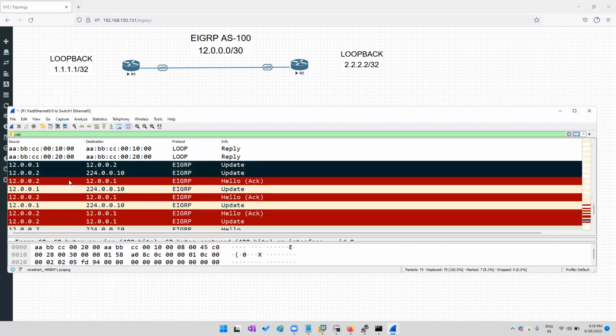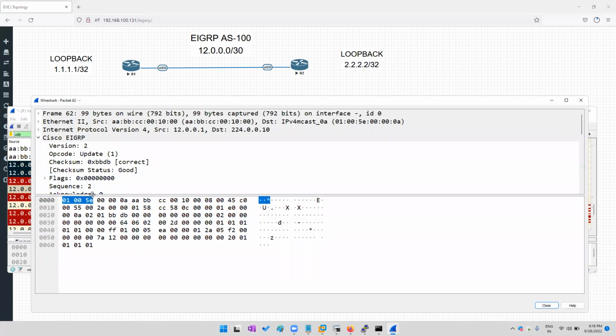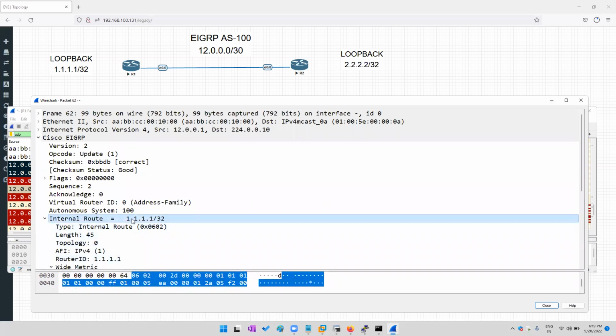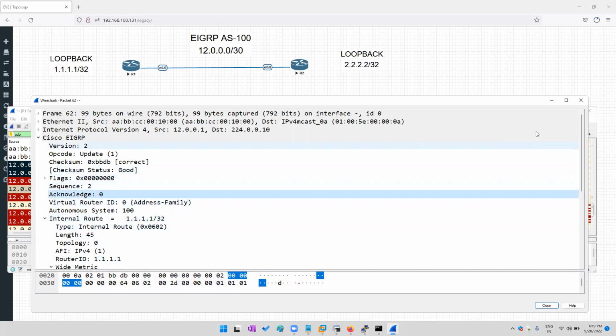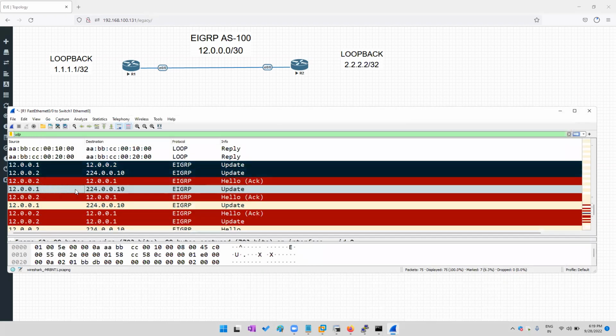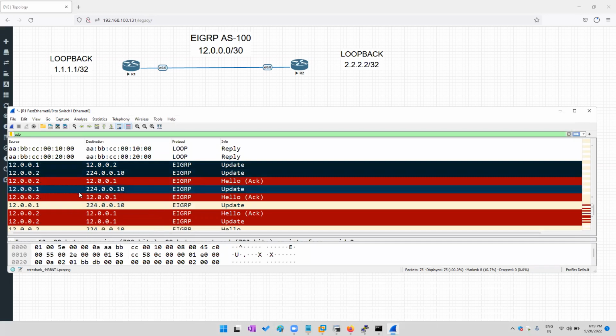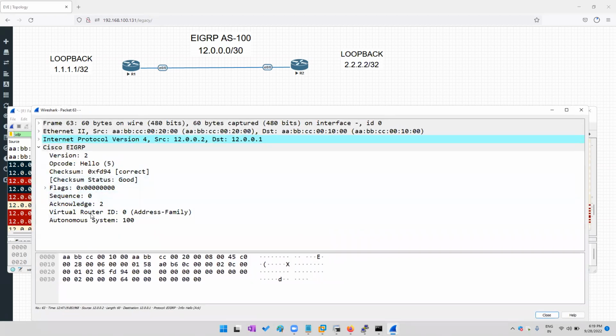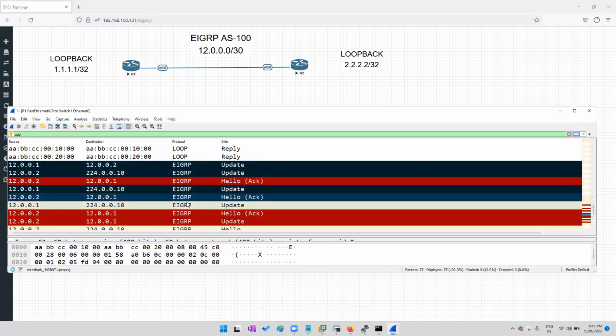Now R1 will try to send an update message. In this update, which network information is R1 sending? 1.1.1.1/32, sequence is 2, acknowledge 0. So this one is the R1 update. R2 says I am sending hello plus acknowledge. So where is R2's hello plus acknowledge? This one. Acknowledge number is 2 from R2 to R1. Clear? So right now the null update and full update are done.